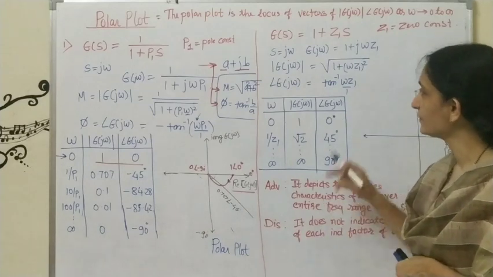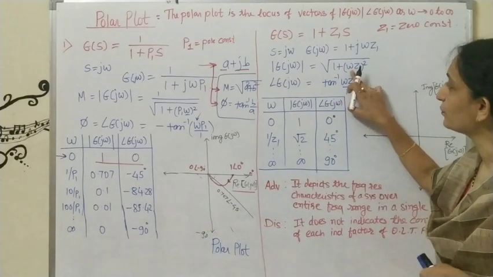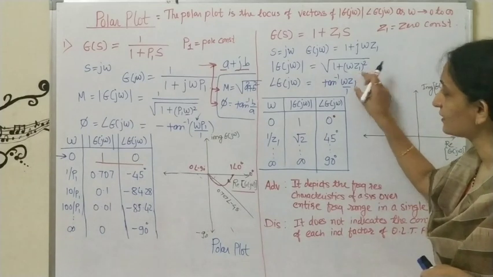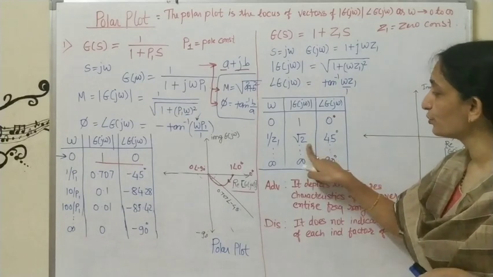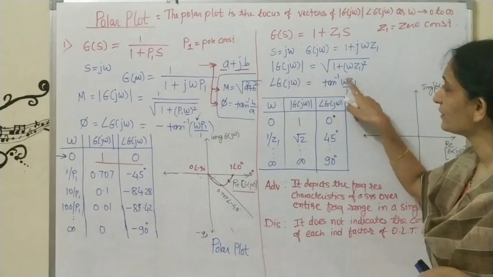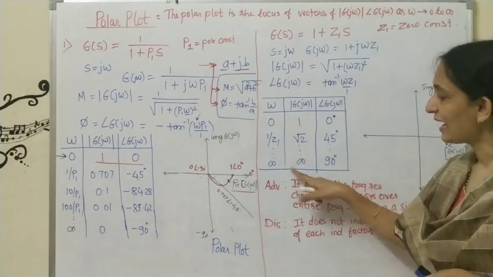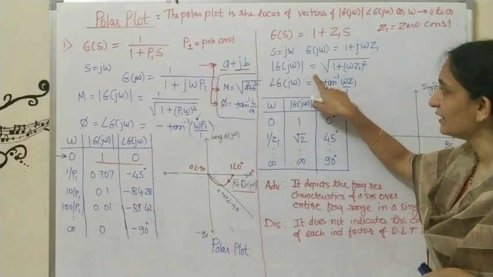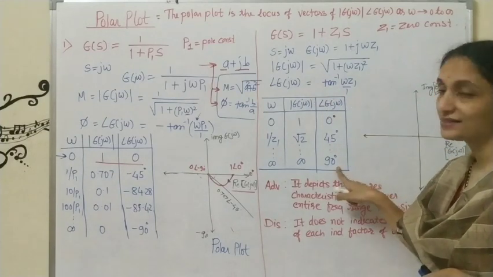Now next, just to cancel out z1, I have taken ω = 1 by z1. When I put 1 by z1 in ω, that z1 gets cancelled and there will be 1 plus 1, so root 2 will be there. Root 2 is 1.414. For the angle, z1 gets cancelled, so tan inverse of 1 is 45 degree. And the last value, when I put ω = infinity, the mod will be infinity. And what about the angle? As I am taking infinity, tan inverse of infinity is 90 degree.